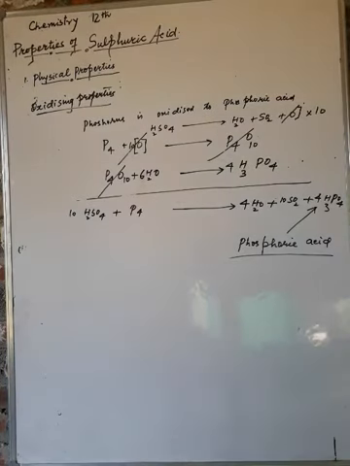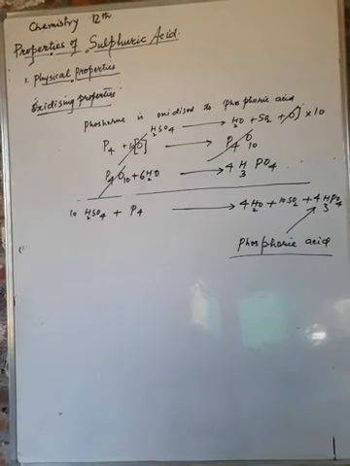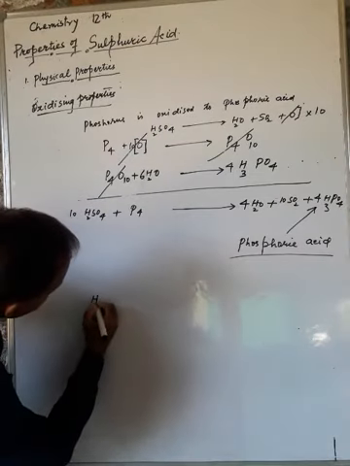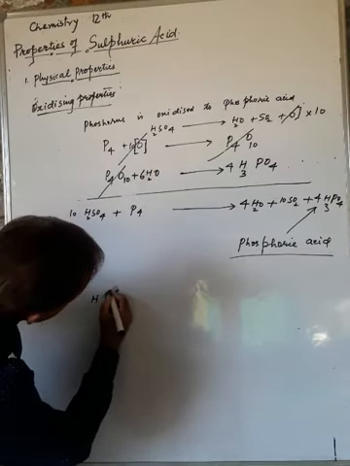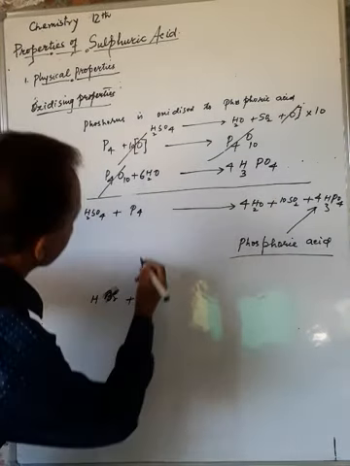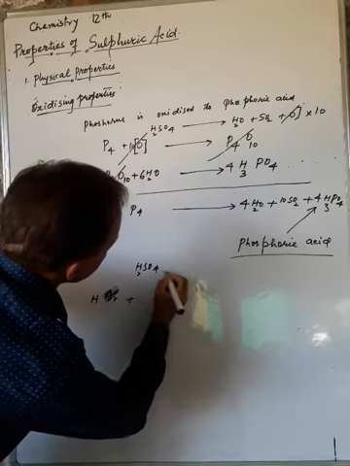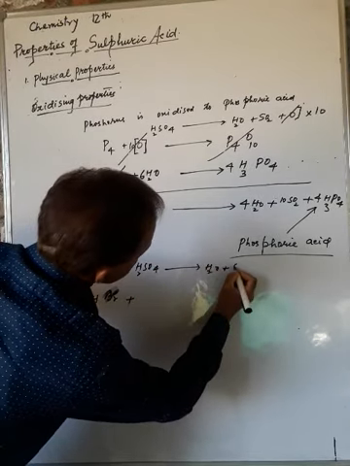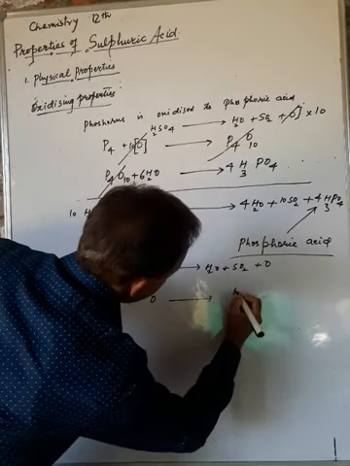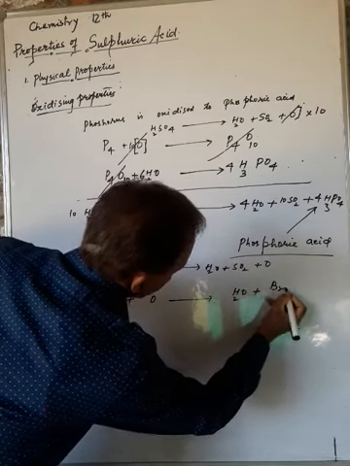The last oxidizing reaction is that it oxidizes hydrogen halides to halogens. For example, we will take HBr plus H2SO4 gives H2O plus SO2 plus O. HBr plus O forms H2O plus Br2.